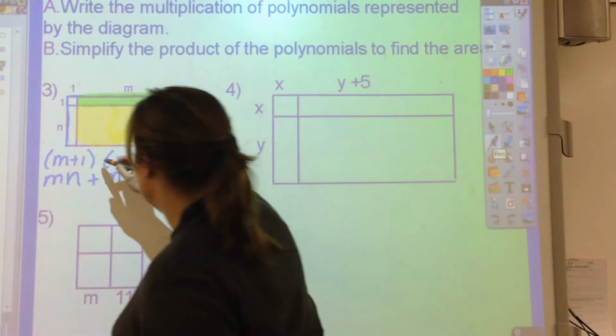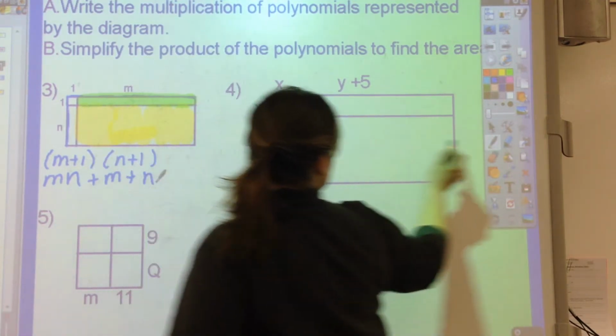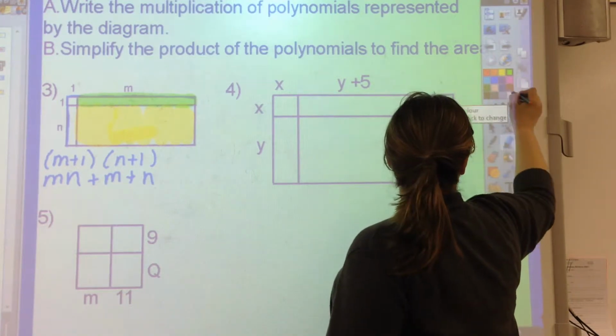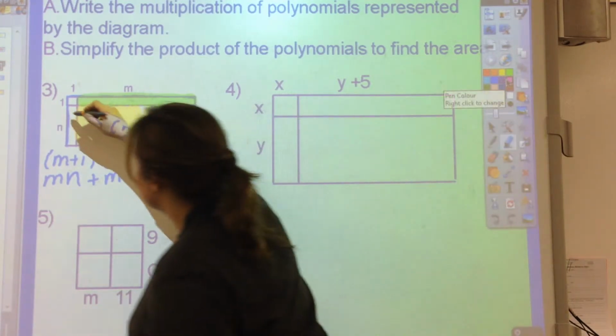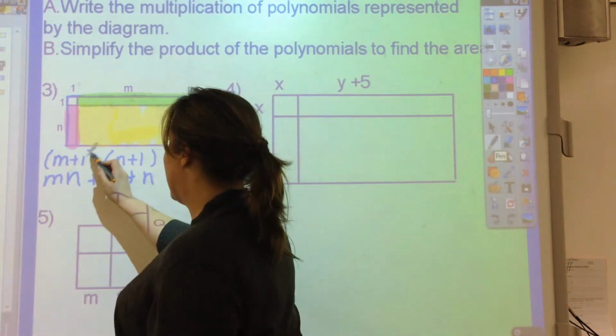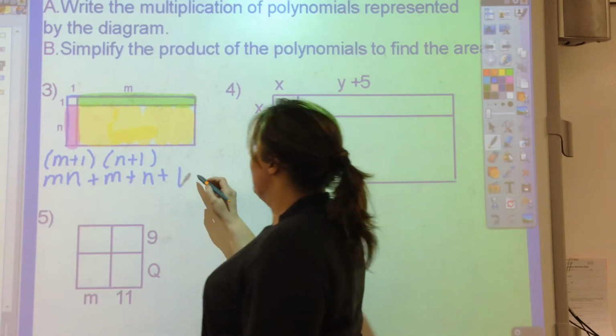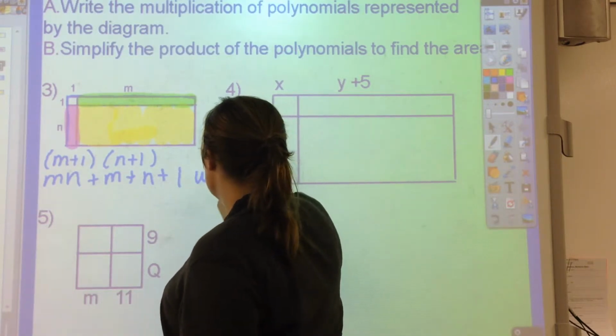Then I'm going to FOIL, and I have my inner 1 times n is n, and that would be the area that happens right here. And finally, for my last, I have 1 times 1, which is 1. And this is an area, so it would be units squared.